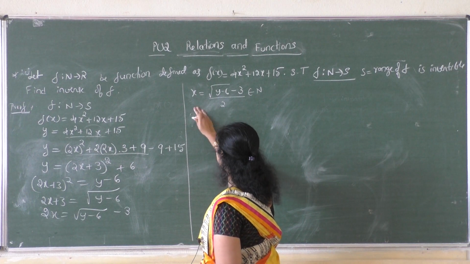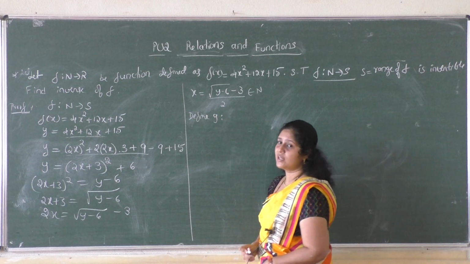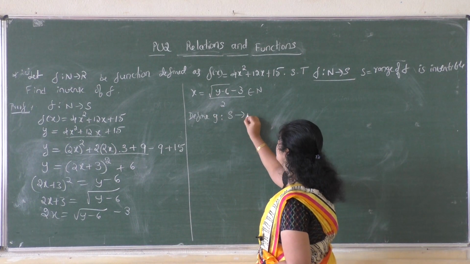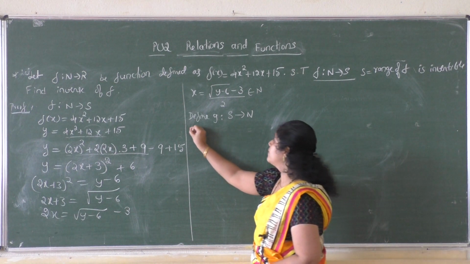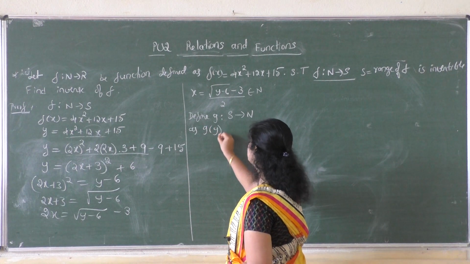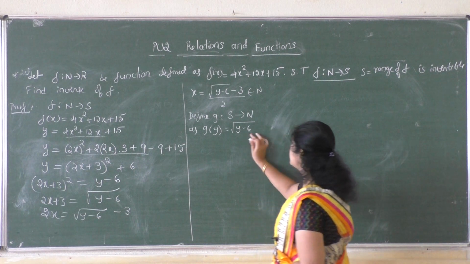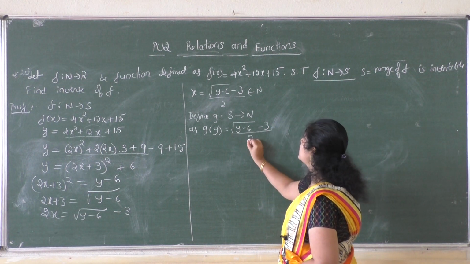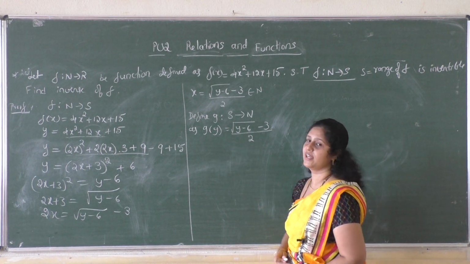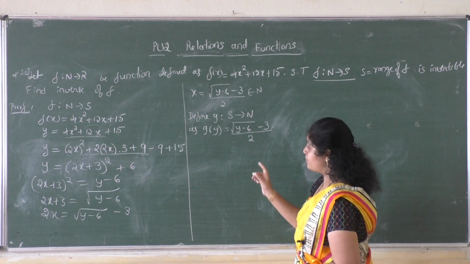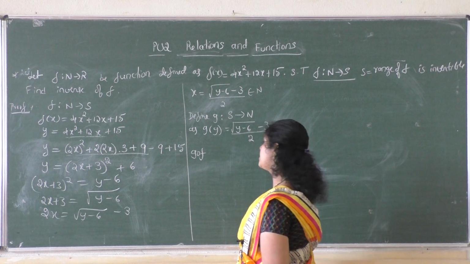Therefore, define g. We define g from where to where? f is from N to S, so we define g from S to N. And we define it as, what is g of y? g of y is always equal to x. We define it in the way (root of y minus 6, minus 3) whole divided by 2. So in this way we define g of y. Now prove that g of f is identity and f of g is identity.